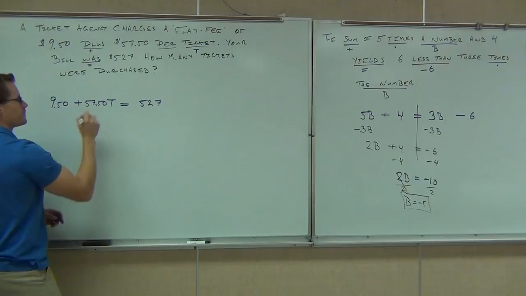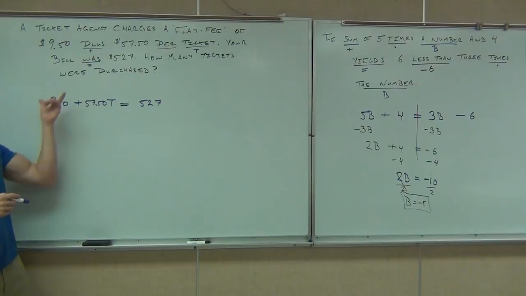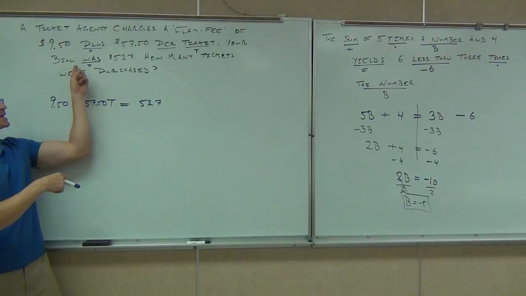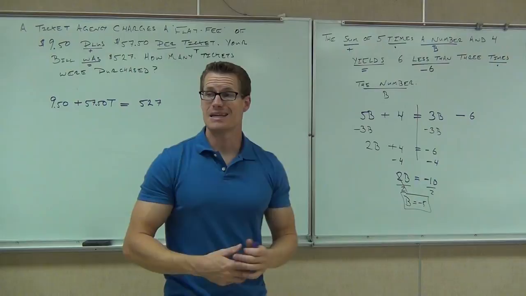Let's see if this makes sense with our equation here. This says $9.50 flat fee, plus $57.50 per ticket. That means for each ticket, you are getting charged $57.50. $57.50 T. Is or was equals 527. Do you guys feel all right with getting this word problem? Hey, can you solve that? Yeah. Sure. Of course you can.